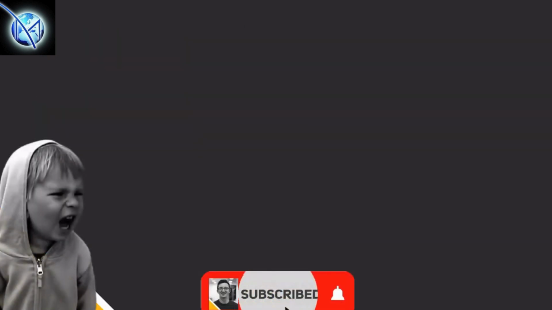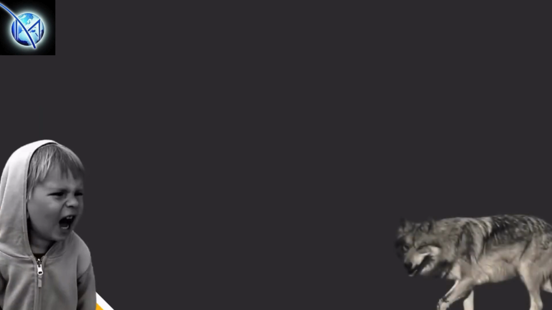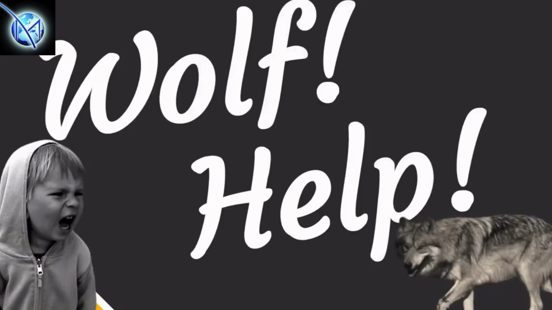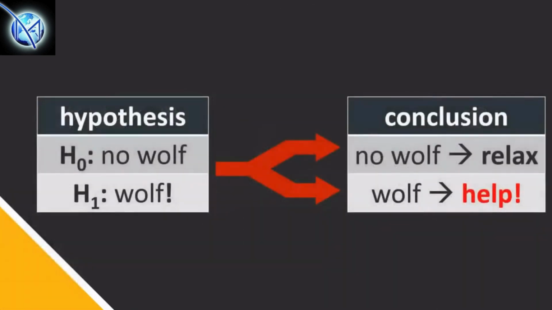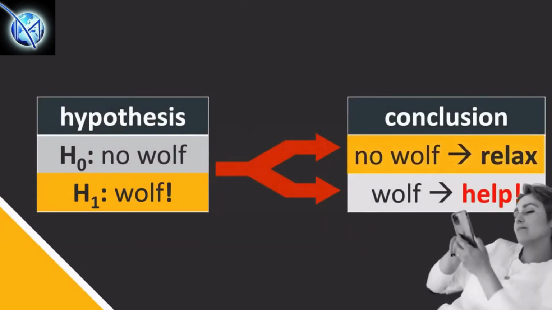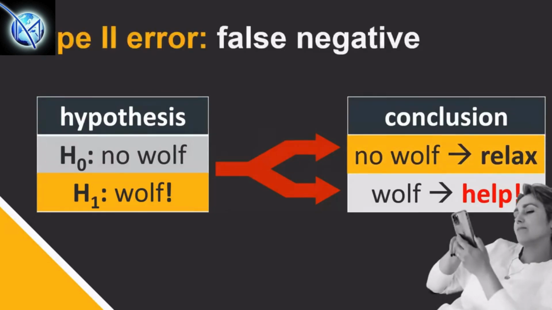In the second part of the story, the boy travels into the woods again, but this time there is a wolf. Seeing the wolf, he again screams for help. This time, despite the null hypothesis being false, the villagers fail to reject it, and so they stay at home with their feet up. They made their second error, a type 2 error, in which they had failed to reject a false null hypothesis, also known as a false negative.